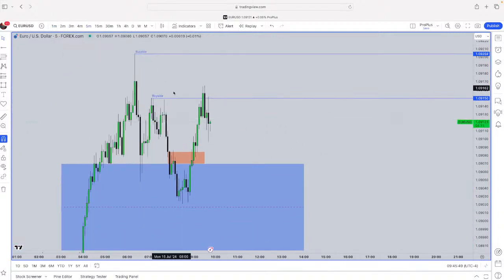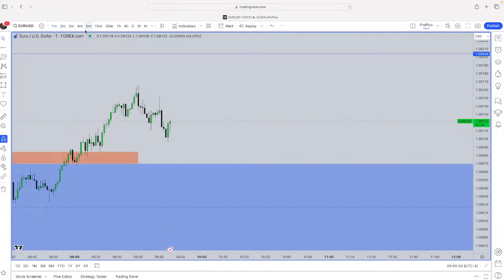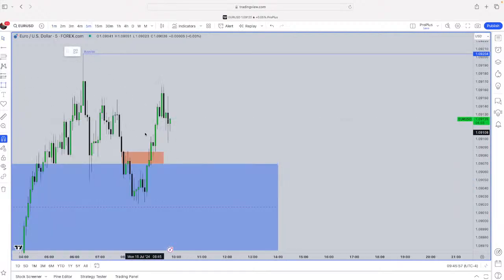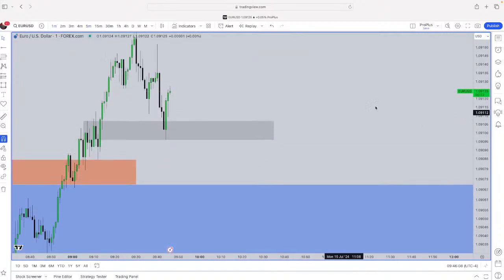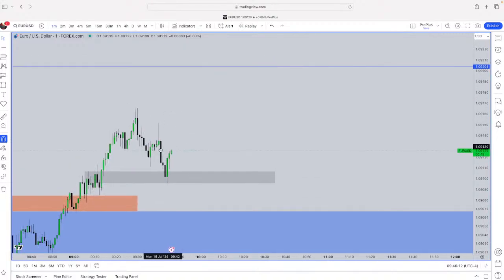Just delete this quickly, delete that. Euro has tapped into this bullish order block here. From the open to the high, it's tapped into the T. Low, high, low, low. See, it makes a higher high. Then this becomes the bullish breaker. Tap into it to run higher, potentially. Something like that.